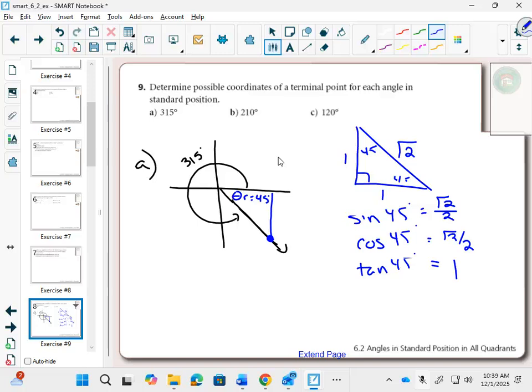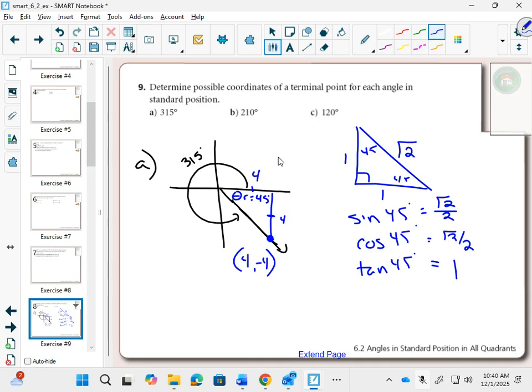Here's our triangle. This is an isosceles triangle. This side and this side have to be the same. And trig is powerful, doesn't matter how big or how small. So if you pick this to be 4, then this is 4. Because tan of 45 is opposite over adjacent, it has to equal 1. And if I pick 4, a possible coordinate could be 4, -4.